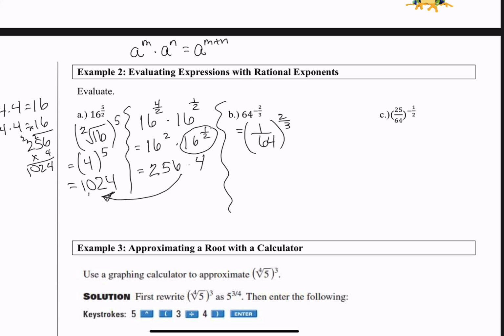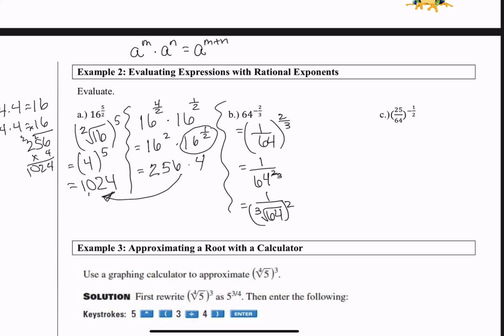Then I'm going to use the power of a quotient property to give that power of 2/3 to both the numerator and the denominator. Well, 1 to the 2/3 power is just going to be 1. On the denominator now, I'm going to have 64 to the 2/3. And while you're getting used to this, it doesn't hurt to rewrite this in radical notation. So I'll have 1 over the cube root of 64, and then I can square that.